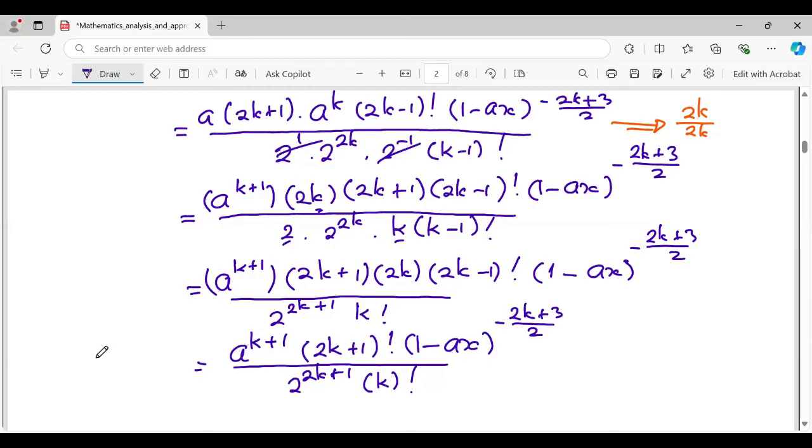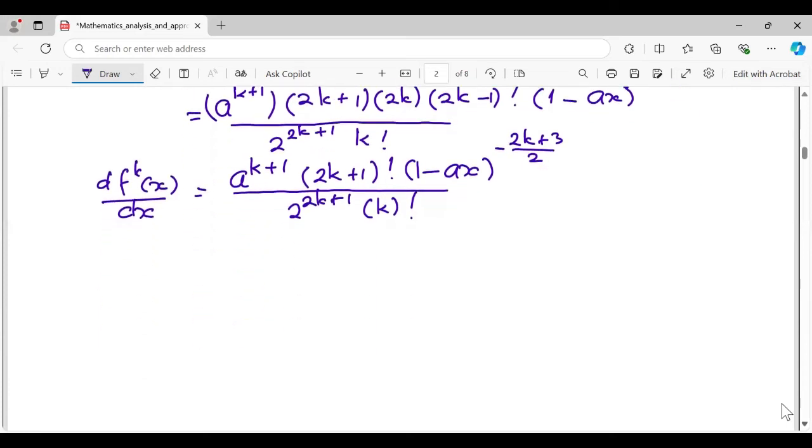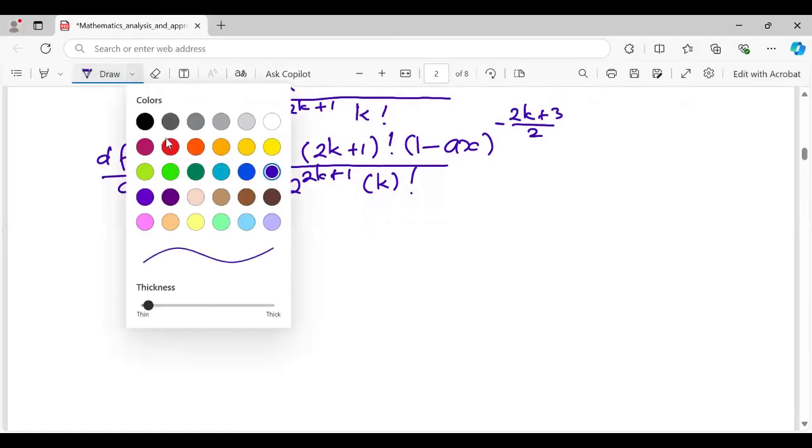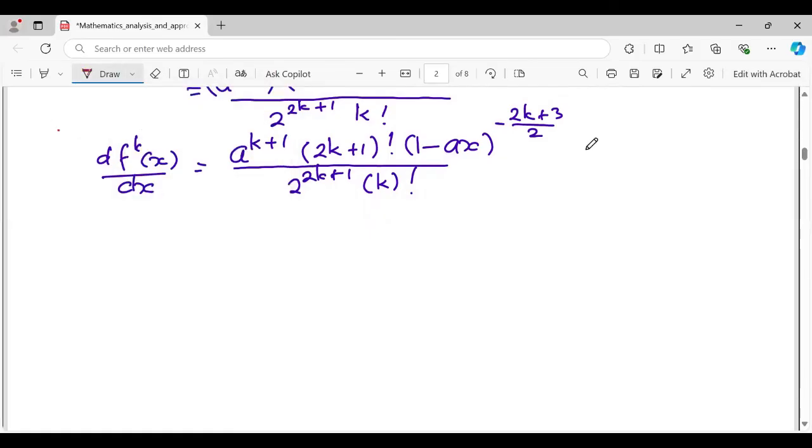So this is the derivative of f power k x over dx. And the third step is true. And then the third step: true for n equals k plus 1.